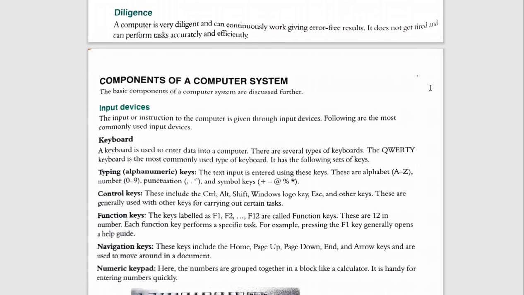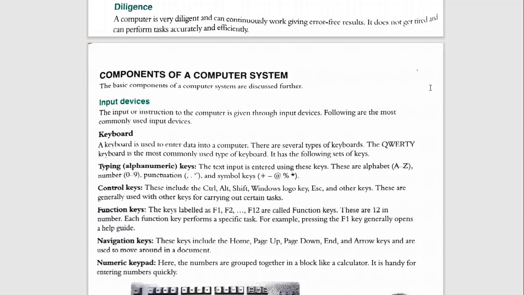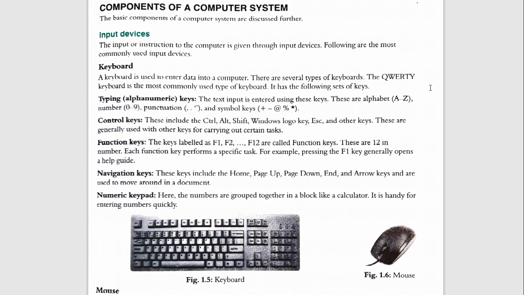Then we have diligence. Diligence means that simply it does not get tired. Okay, it keeps on doing work accurately and efficiently. It will not say that I'm tired, I won't do the work. Okay. Then we have the components of a computer system.